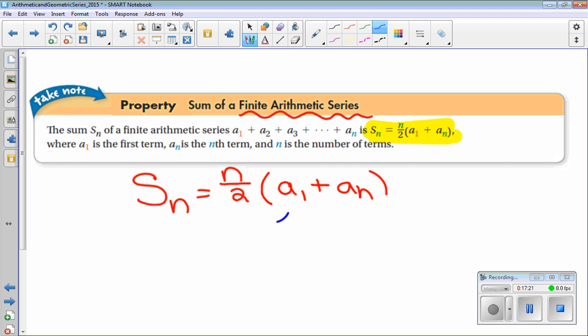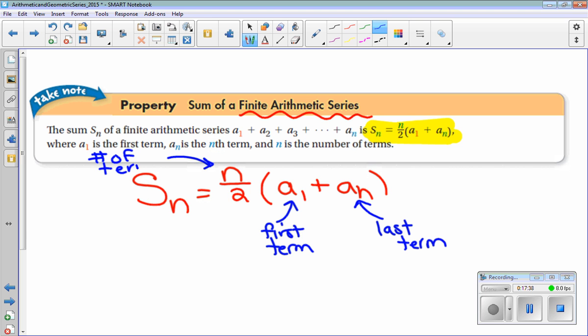So let me write what that is. This is the first term. Why is it n and not 2? This is the last term. This is just a general formula, honey. And this is the number of terms. And this stands for the sum. This is the sum of a finite arithmetic sequence or series. Just put that right there for me. And again, you have the formula on your formula sheet. I just want to make sure you know what each of the pieces stand for. S does mean sum.